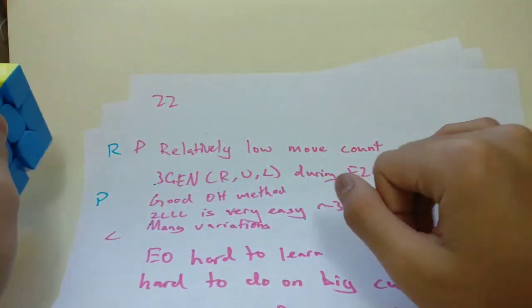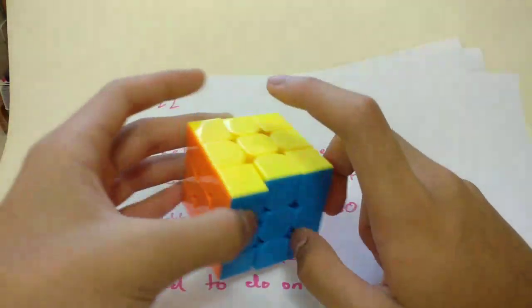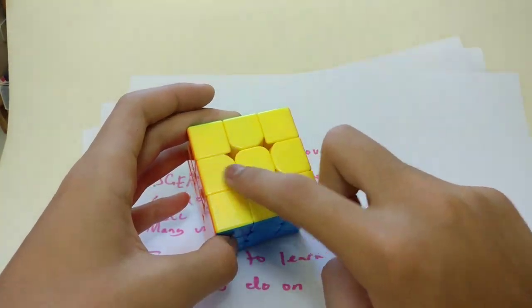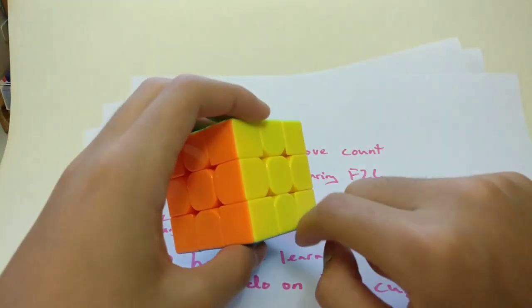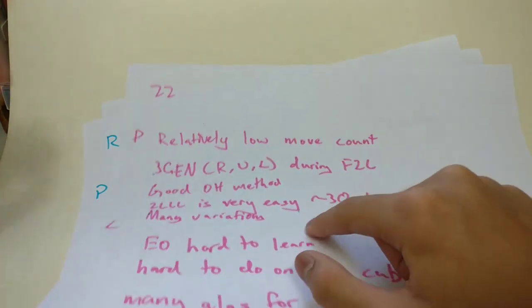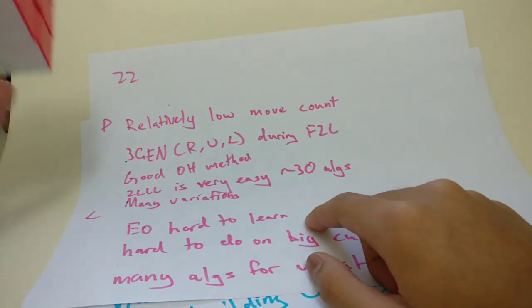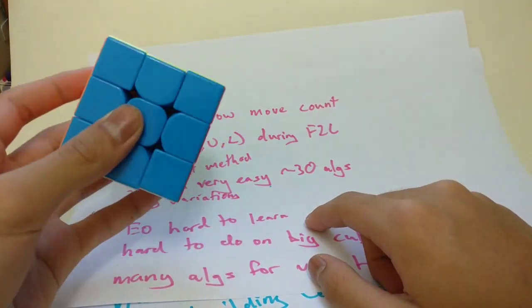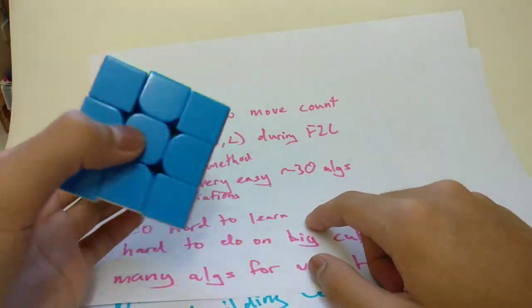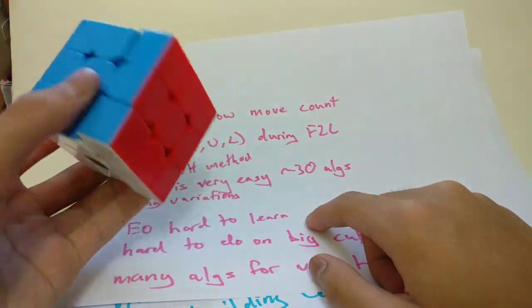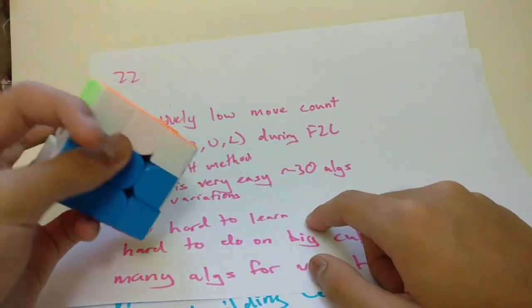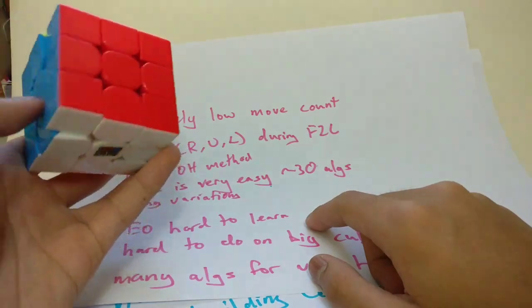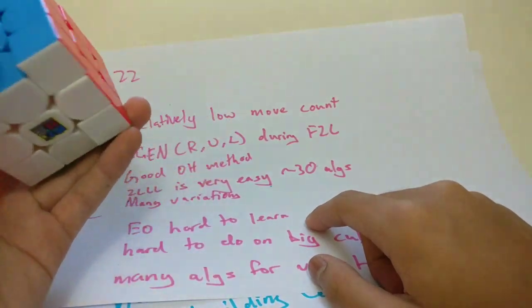And also with ZZ, you have the top layer cross-oriented, so you don't need to do an algorithm to orient that. And it's also a very good one-handed method, because you don't need to rotate that much. You need L moves, R moves, and up moves, which are pretty easy to do with one hand, unlike rotations, which are very bad with one hand.